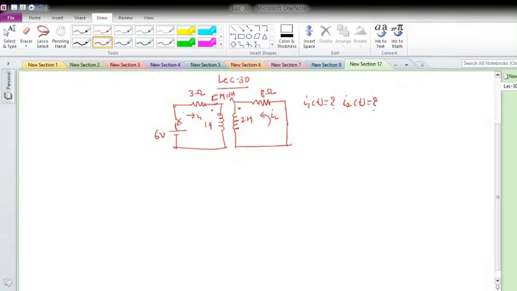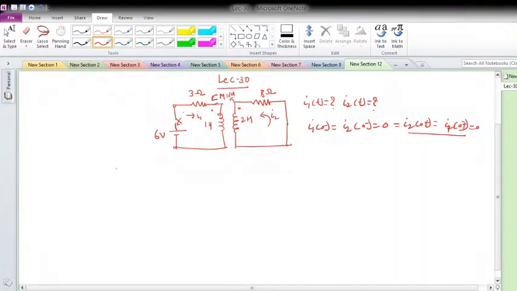Let us first write again. Let me assume that the switch was open for a long time, so the inductors are relaxed. So I1 0 positive, I1 0 negative, I2 0 negative are 0, and the coefficient of coupling is obviously less than 1. That is why I2 0 positive and I1 0 positive are also 0.